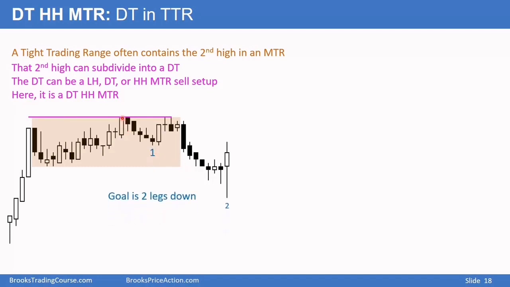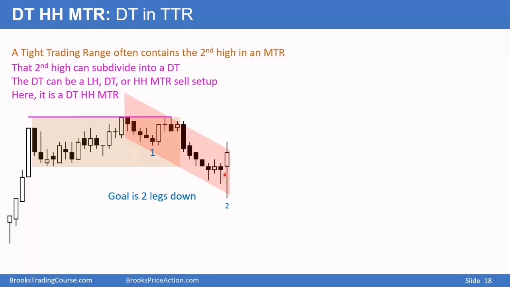The goal after any major reversal is 2 legs and 10 bars, minimum goal. Leg 1, pull back, leg 2, about 20 bars here, 15, 20 bars. That's the minimum goal. It could result in a huge bear trend, but the minimum goal from any major reversal is 10 bars and 2 legs.